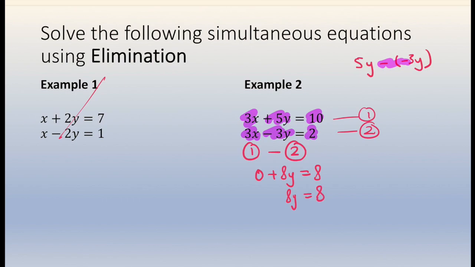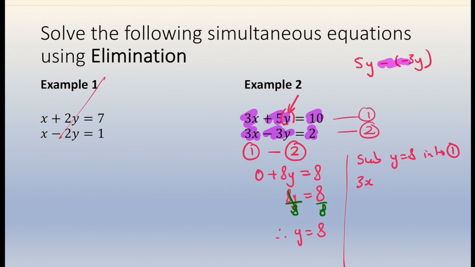So therefore, if I divide both sides by 8, I'm left with, therefore, y equals 1. So now I've got to sub the y into one of the values, so I'm just going to sub it into 1. Sub y equals 1 into 1. And I'm going to sub it into there, so I've got to put brackets around that. So I'm going to go 3x plus 5 times 8 equals 10. And now I have to solve for x. 5 times 8 is 40, so I'm going to put 40 there.